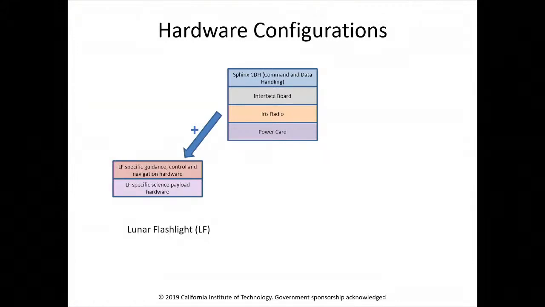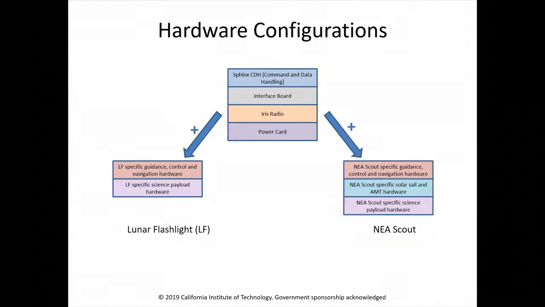Now, Lunar Flashlight has its own specific guidance, navigation, and control hardware, and its own specific payload instrument. And similarly, NeoScout has its own set of GNC hardware, and a NeoScout-specific solar sail and active mass translation unit, and its own specific science payload. So this diagram just highlights the commonalities and the differences in the 2 different CubeSats.